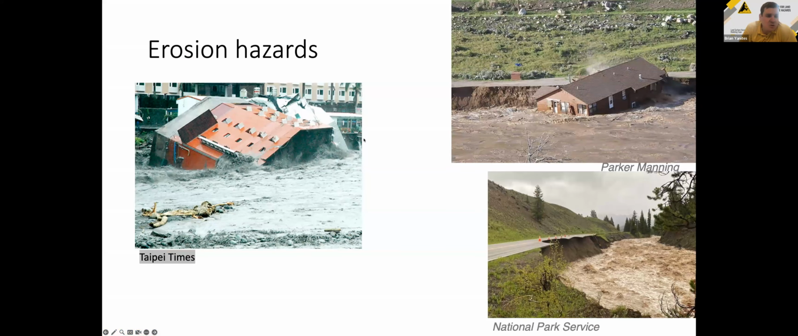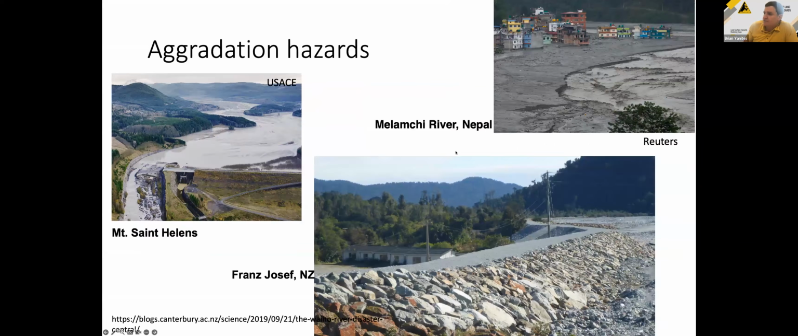Right, and so we know that there can be erosional hazards along river systems, just the entrainment of banks and impacting infrastructure and life that might be existing along the river pathways we see here in this photo from Taiwan, as well as this photo from the north side of Yellowstone from last summer. And of course, the aggregation of these river systems and from the sediment within them can also be hazardous directly, as we see in this picture in the upper right, in the Malapchi River in Nepal from a couple of summers ago, as well as in sort of a long term.